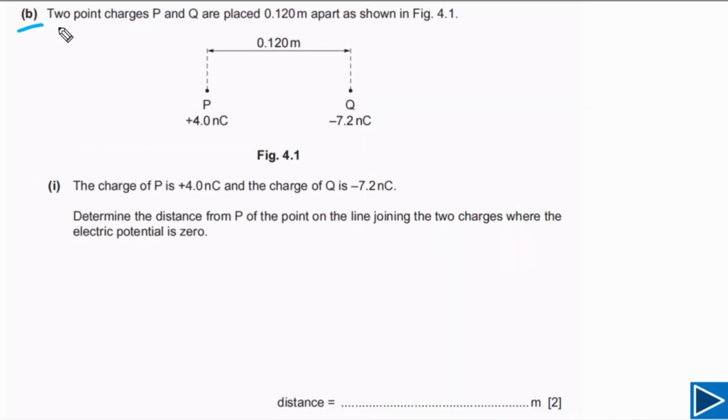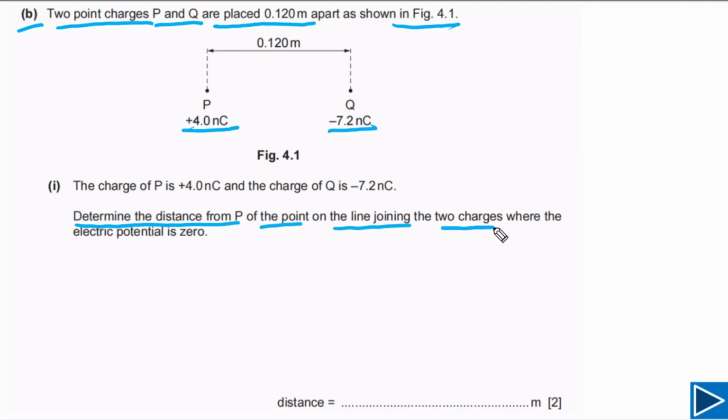For part B, it is given to us there are 2 point charges P and Q, placed at a distance of 0.120 meter apart from each other, as shown in figure 4.1. The charge on P is positive and the magnitude of the charge is 4.0 nanocoulombs, and the charge on Q is negative and the magnitude is 7.2 nanocoulombs. For this question, we need to determine the distance from point P of the point on the line joining the 2 charges where electric potential is 0.